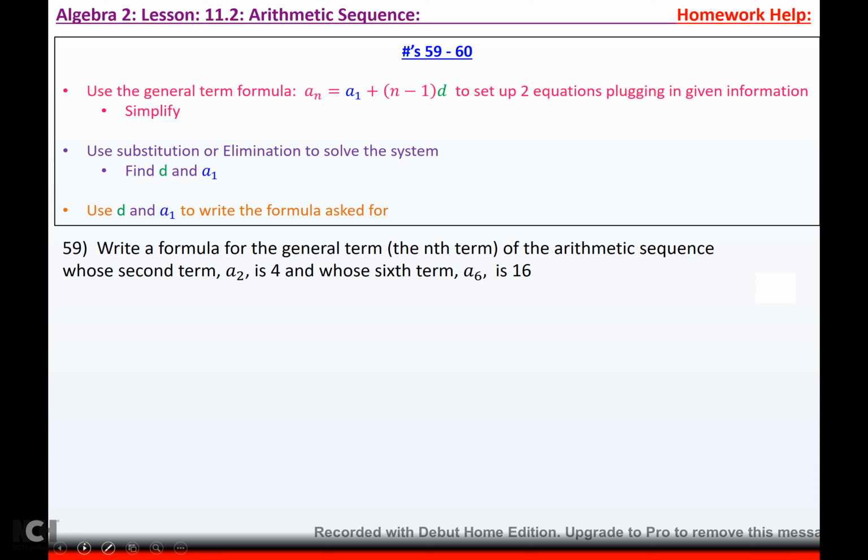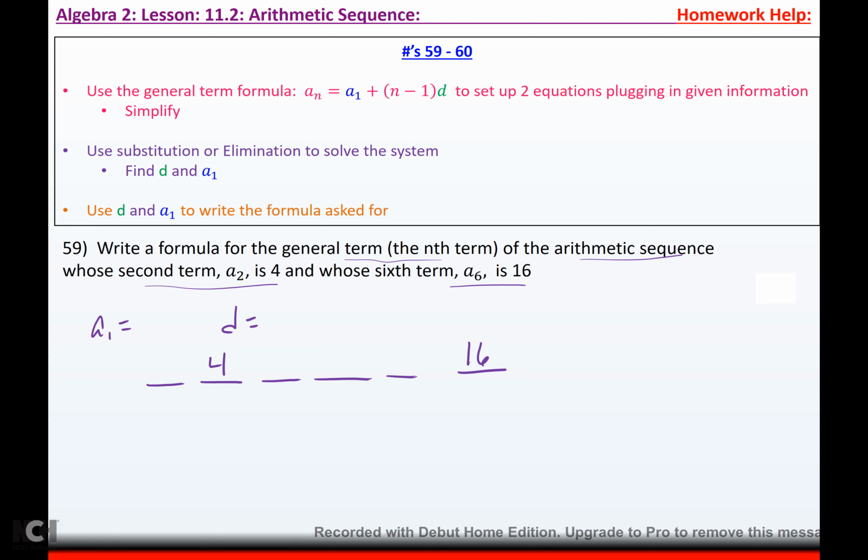Alright, a little bit of homework help. It says, write a formula for the general term of the arithmetic sequence whose second term is 4 and whose sixth term is 16. Again, to write a formula, I need a sub 1 and I need the common difference. So, they didn't give that to me. 2, 3, 4, 5, 6. What they gave me is the second position is 4 and the sixth position is 16.